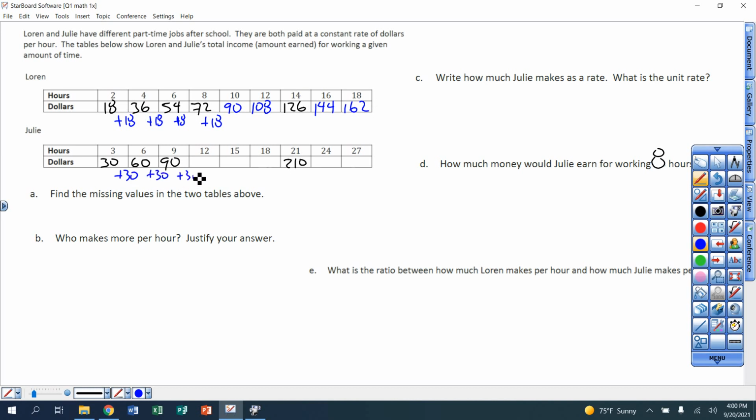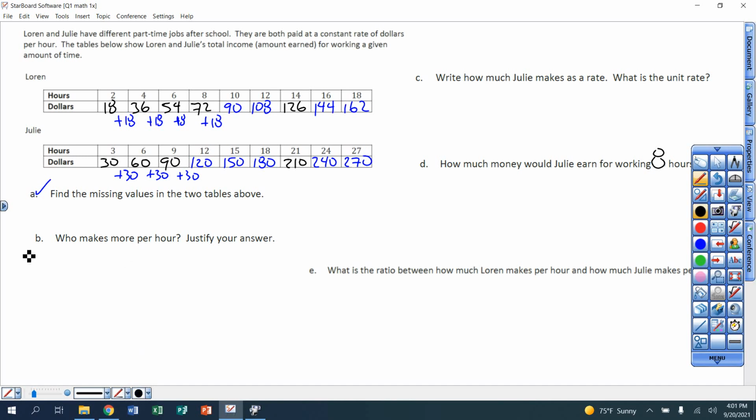The other one I could see going up by 30s. Use that to fill in the table. 90 plus 30, 120. Plus 30, 150. Plus 30, 180. Plus 30, 210. Plus 30, 240. Plus 30, 270. Part A, fill in the missing values. Part B, who's making more?